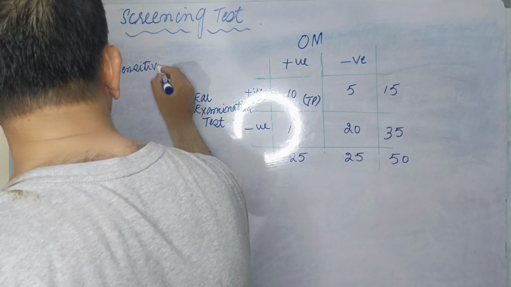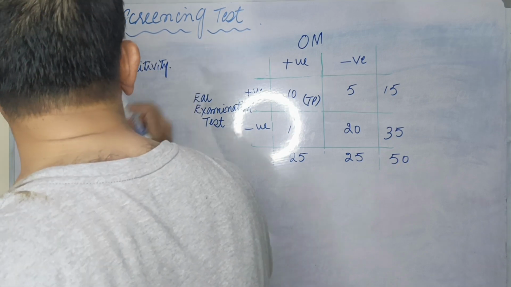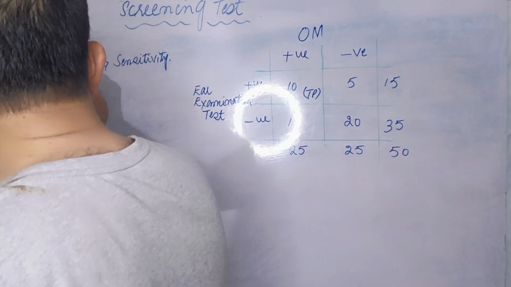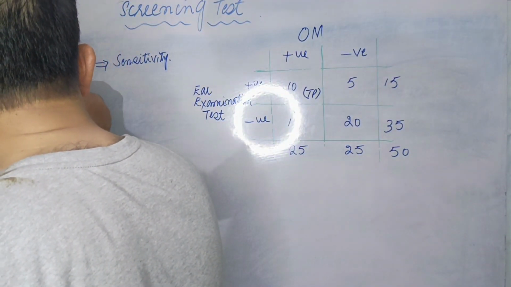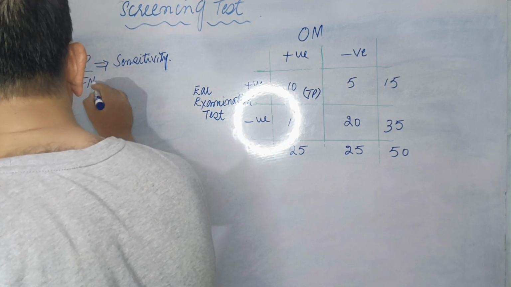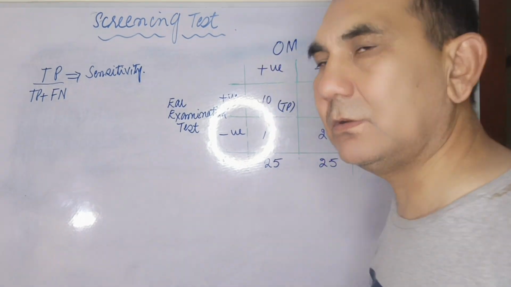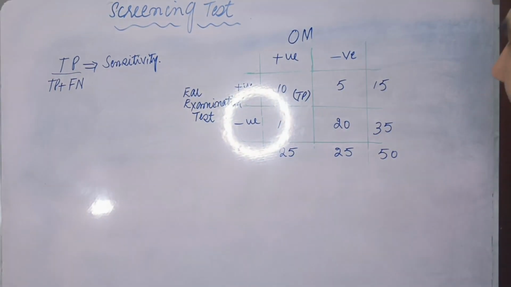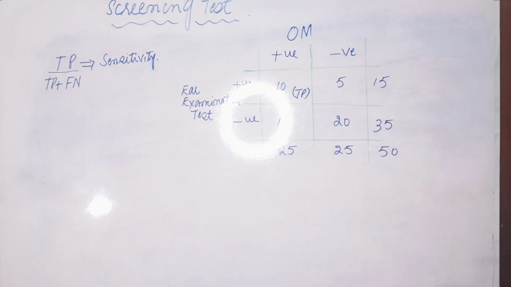Sensitivity. How will you calculate the sensitivity? True positive divided by true positive plus false negative. This is the sensitivity. You can identify the sensitivity this way. And this is the true positive.